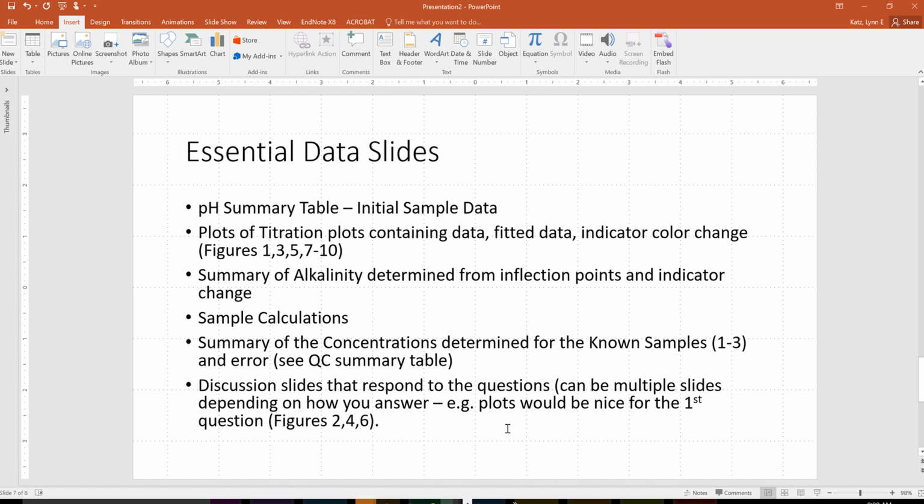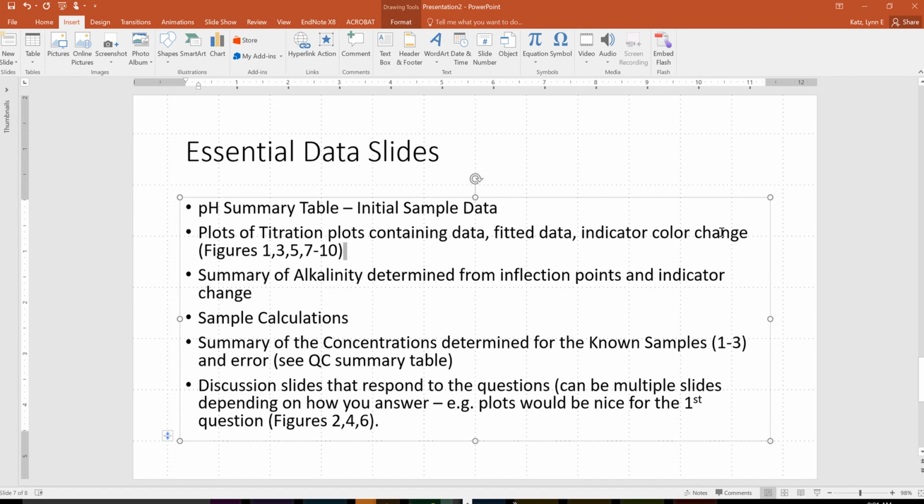Essential data slides. Now, this is what you need to make sure is included in your presentation, along with your introduction and methods and other conclusions that you may want to make. First, you need the pH summary table that has the initial sample data. Again, this is created for you.